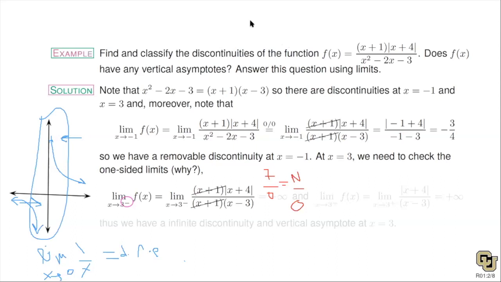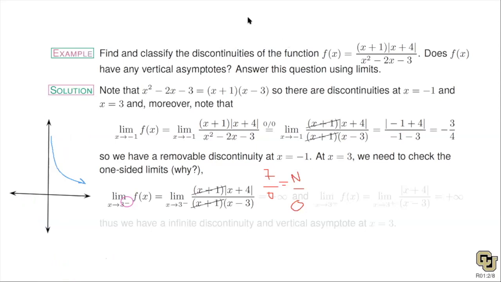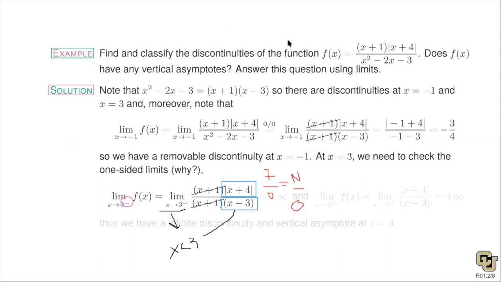So with this particular problem here, we have number over 0. And so I know it's plus or minus infinity. Now I'm checking the sign. Here, absolute value of x plus 4 is always positive. x minus 3, if we're approaching 3 from the left, remember what that means. If we're approaching 3 from the left, this means x is less than 3. If x is less than 3, x minus 3 is going to be negative. So here, the answer is negative infinity.